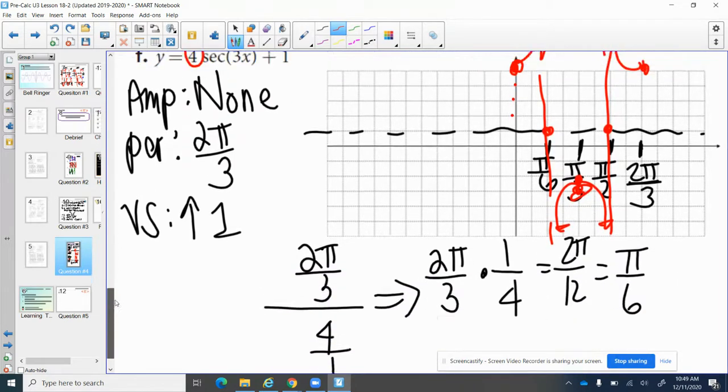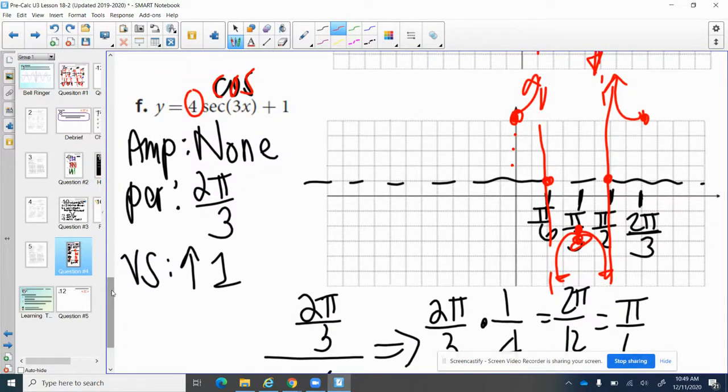So we have a lot of information going on here with these, but again, it goes back to being able to graph those parent functions. So we will work more with this in class, and congrats on getting to the end of activity 18.